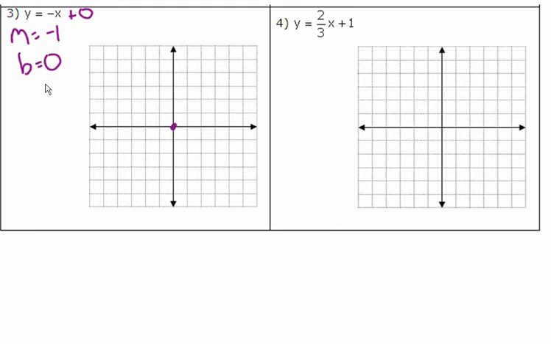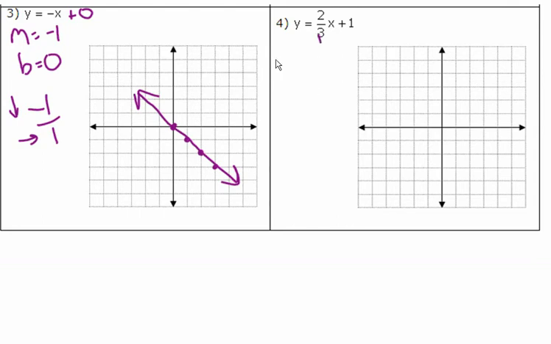My slope is negative 1. Since it's a whole number, to make it into fraction form to graph, I put it over 1. This means I am going down 1 and over 1 to the right. So from my y-intercept, I'm going down 1, over 1 to the right, and then I make a point. Down 1, over 1, I make another point. Then I would go ahead and connect my dots to make my line.